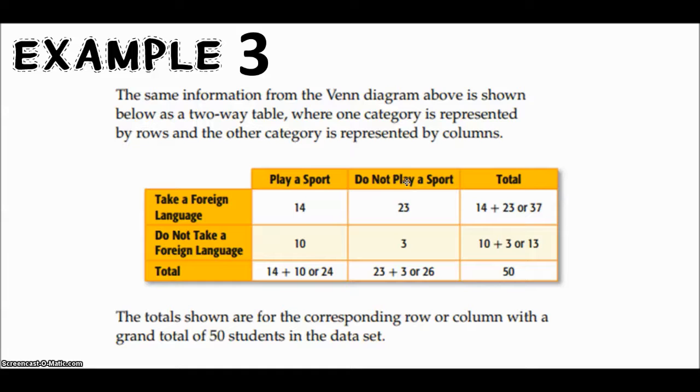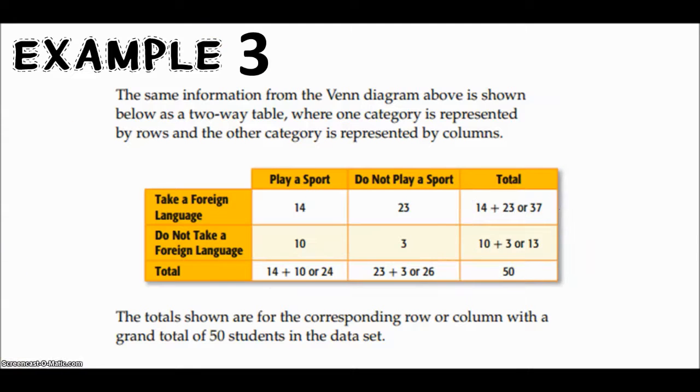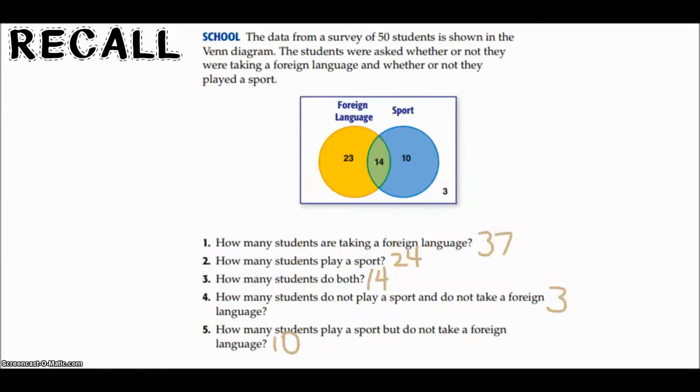Of those who don't play a sport, 23 take a foreign language and 3 do not take a foreign language. That's 26. So you'll notice that I have several rows here. These are my totals here and here. And when I add this total row and this total column, I should equal my total of 50, which I do. So what we have here is a two-way table that describes the Venn diagram that we just looked at.